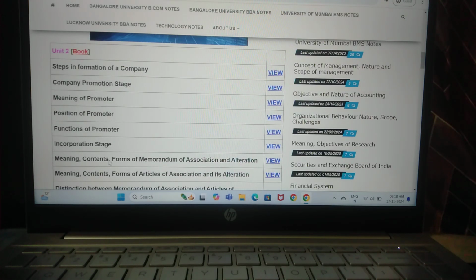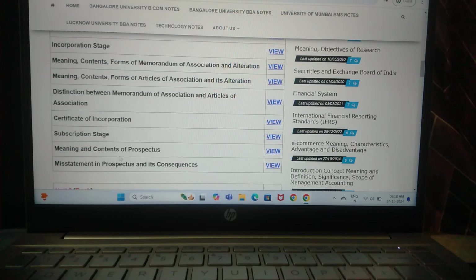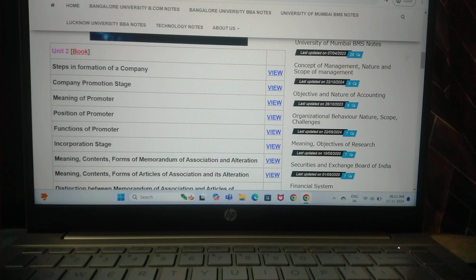That is formation of a company. Company promotion stage: you have to concentrate on the meaning of a promoter, position of promoter, functions of promoter. On this topic, they'll be asking many questions. Then incorporation stage: you have to study meaning, contents, forms of memorandum of association and alteration, meaning, contents, forms of articles of association and its alteration, distinction between memorandum of association and articles of association, certificate of incorporation and subscription stage, and meaning and contents of prospectus and its consequences. So you have to study these many topics, dear students. We'll start.